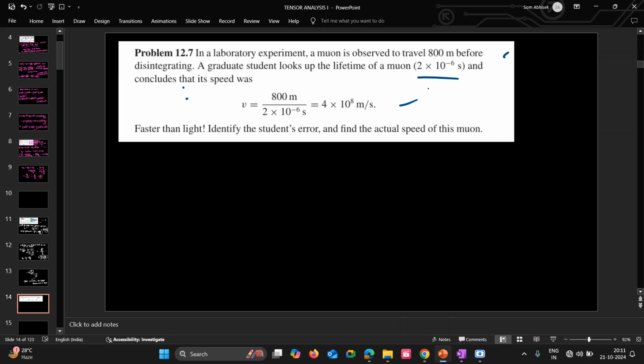Okay, so please do this one. This is for you. You can take your time or you can take it as homework. Do this one by yourself.